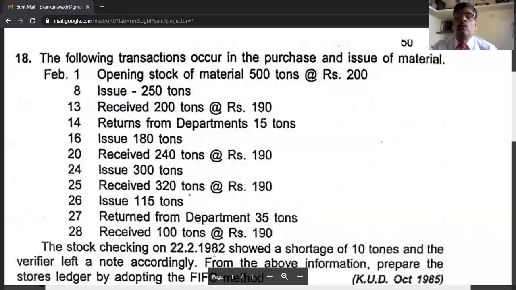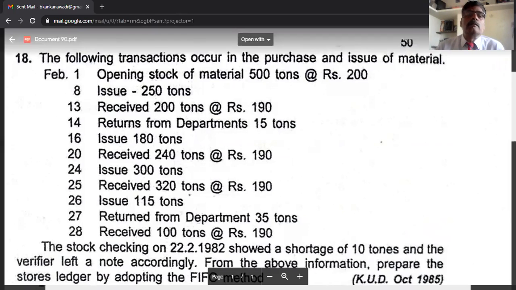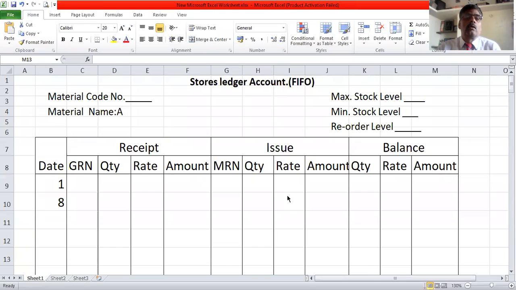If you are having the book, open your book and see exercise number 18. I'll enter with the help of an Excel sheet. Today I am using the Excel sheet for the purpose of saving time. This is the stores ledger under the FIFO method.